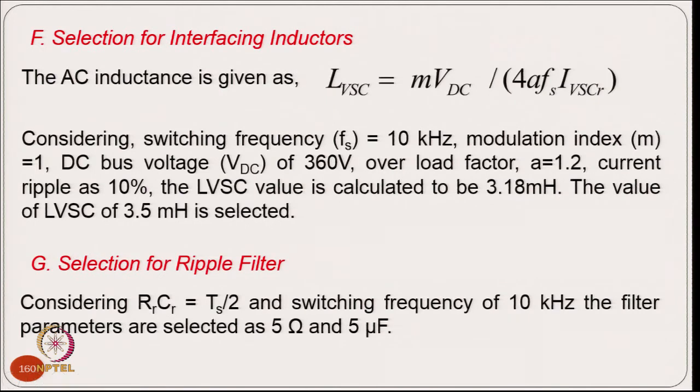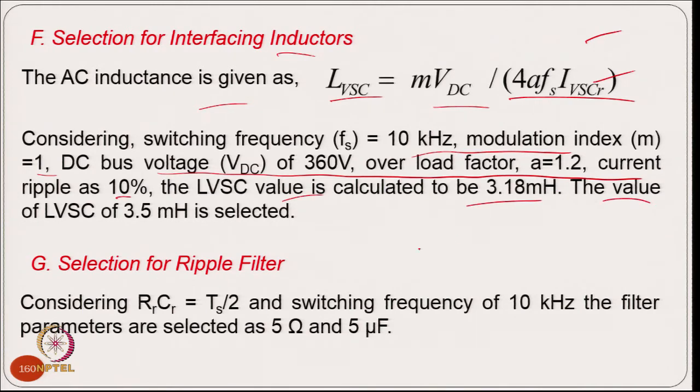And coming to selection of interfacing inductor of the inverter, it comes PSC into MVDC upon 4 for single phase inverter, and considering the 10 kilohertz switching frequency, modulation index 1, DC link voltage of 360 and overload factor of 1.2, current ripple 10%, the value calculated is 3.15 and we select 3.5 millihenry.